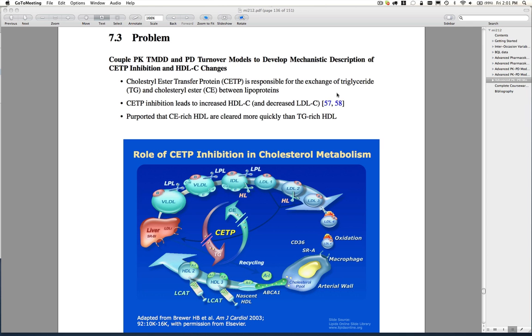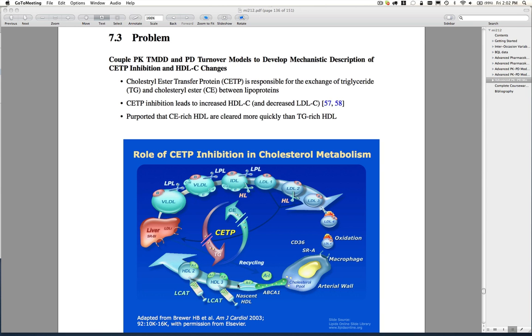So again, just going through the hypothetical problem that I've set up here, dealing with inhibition, in this case, of cholesterol ester transfer protein, CETP. A reminder that CETP works essentially as a transfer enzyme of cholesterol ester and triglycerides between the lipoproteins. It's shown here transferring them between LDLs and HDLs, but the fact of the matter is it's involved in transferring in and amongst LDLs and in and amongst HDLs as well.